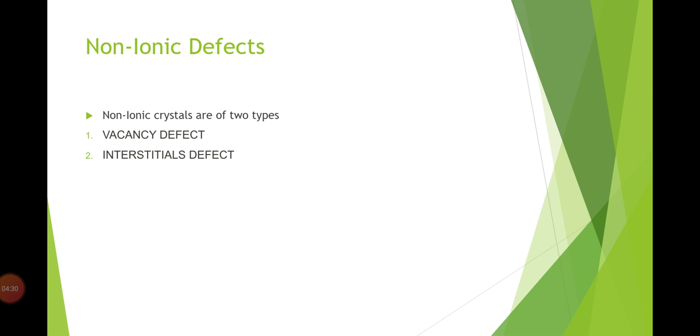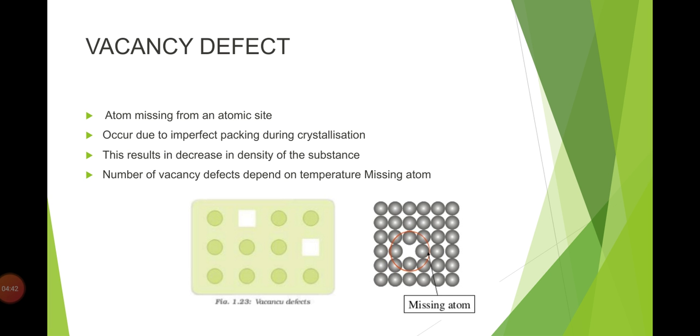Now, non-ionic defects. Non-ionic crystal defects are of two types. Number one is vacancy defects, and the second one is interstitial defects. Now we can see vacancy defects: an atom missing from an atomic site occurs due to imperfect packing during crystallization.